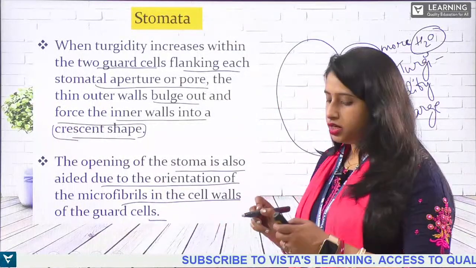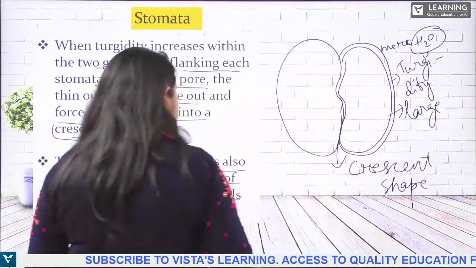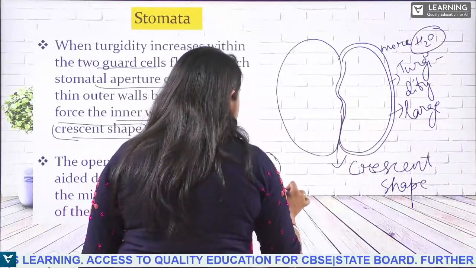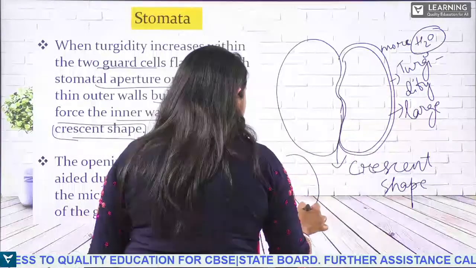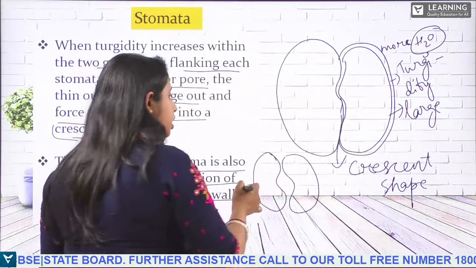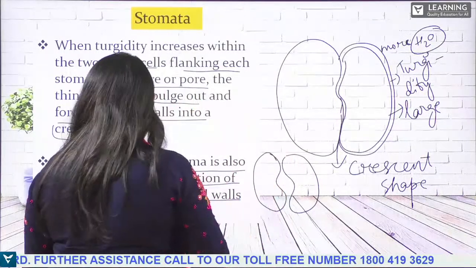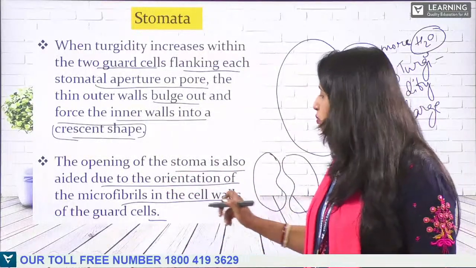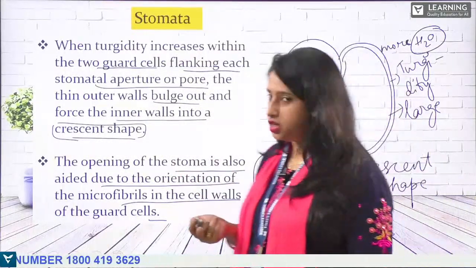The opening of the stomata is also aided due to the orientation of the microfibrils in the cell walls of the guard cells. Now, what does it mean? Okay, so this is the stomata. Now in the stomata, the opening and the closing is also marked by the, that is, they have got what? Microfibrils in the cell walls of the guard cells.